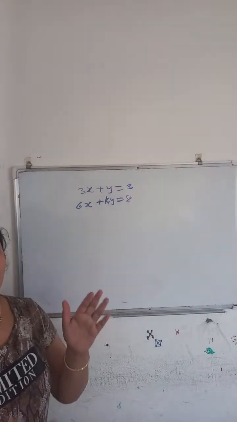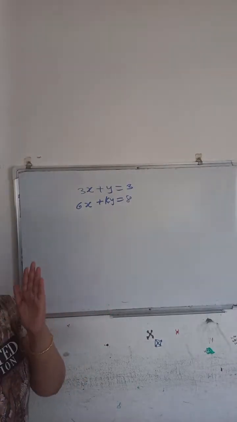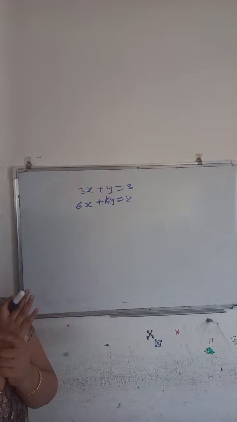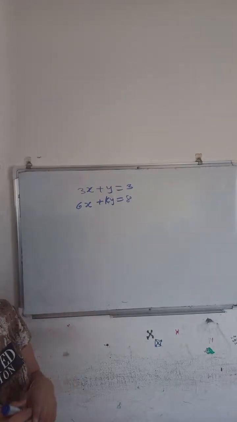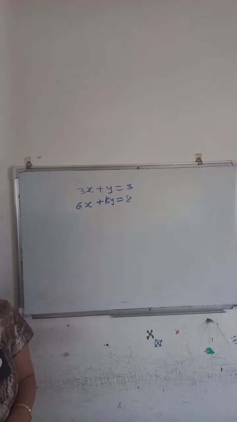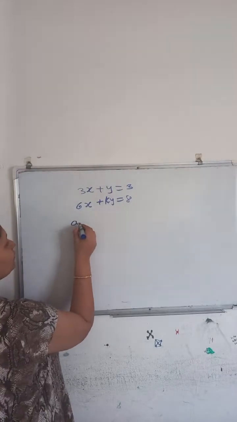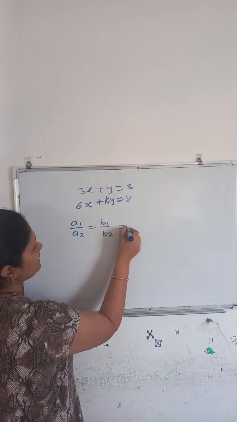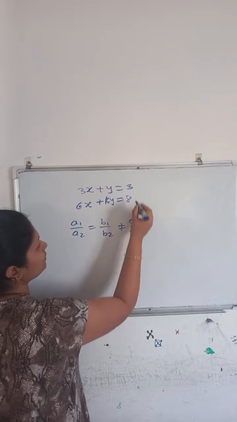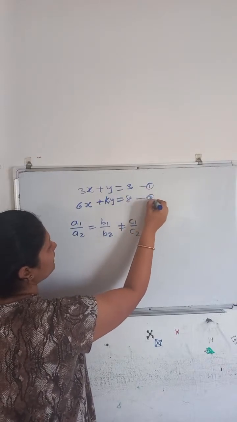When the lines are overlapping or coinciding with each other, that time also you will get infinitely many solutions. But no solution means lines are parallel, and for parallel we just did the condition, that is a1 by a2 is equal to b1 by b2 is not equal to c1 by c2. This is my equation number 1 and this is my 2.